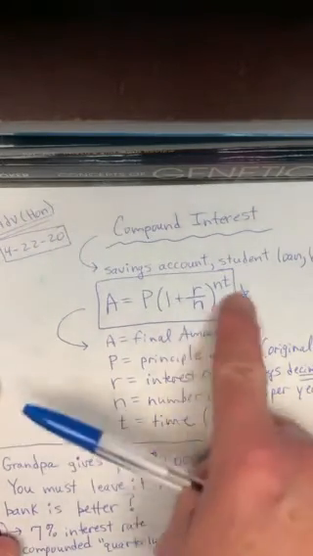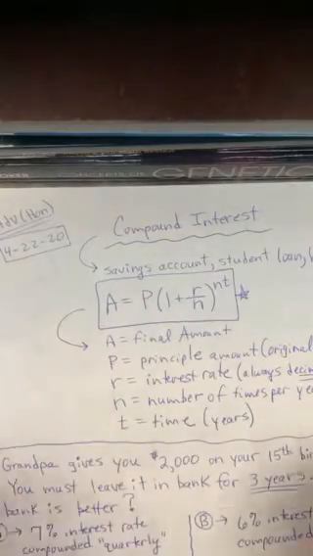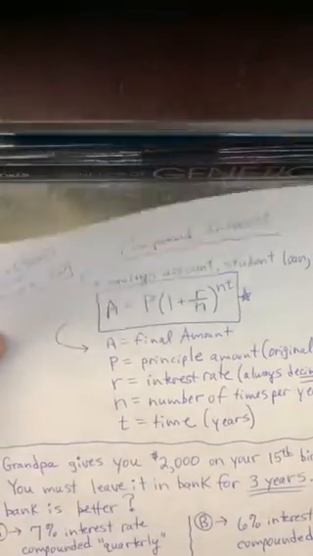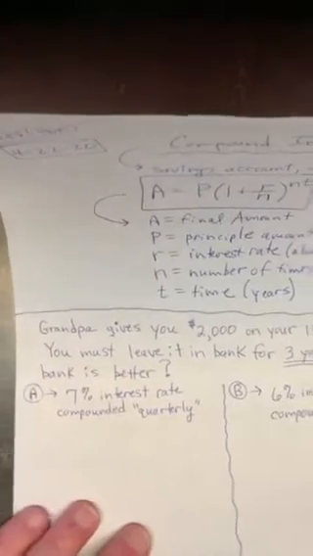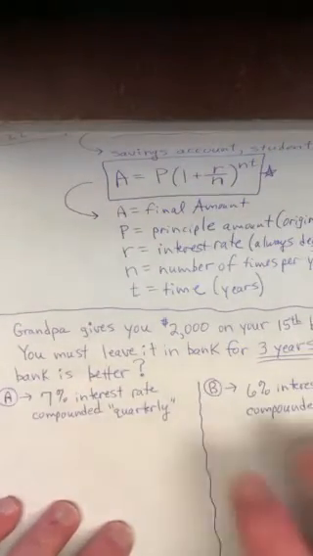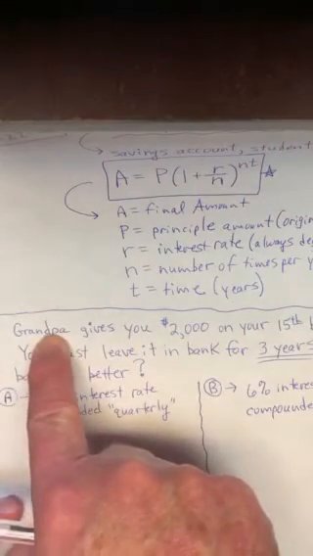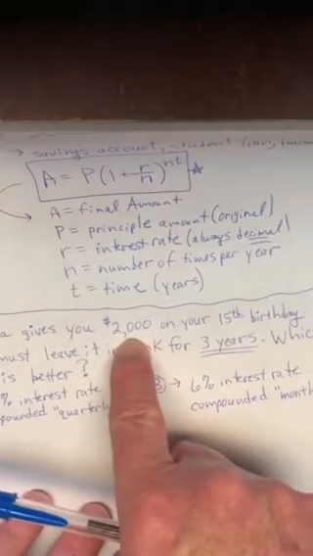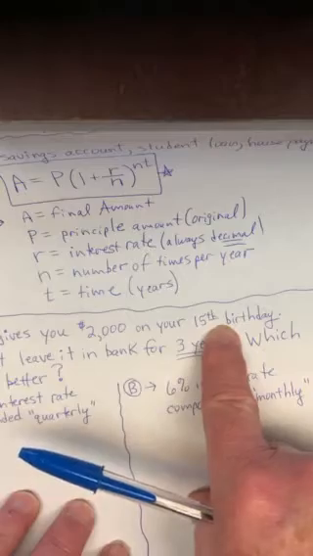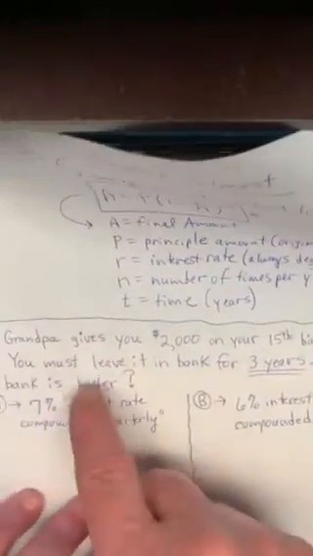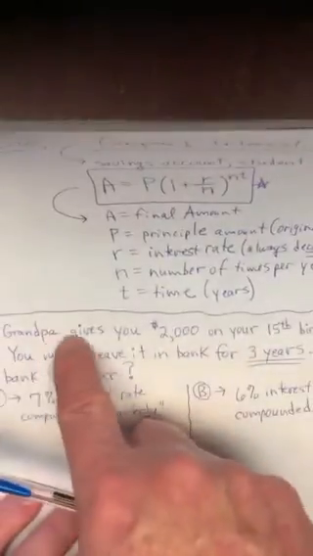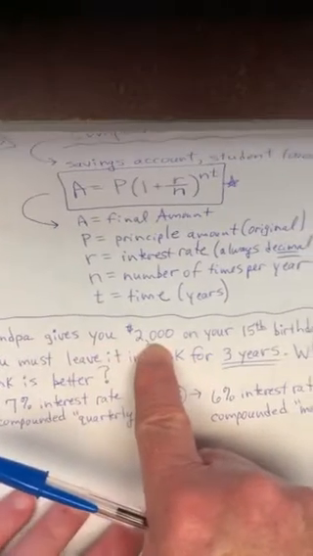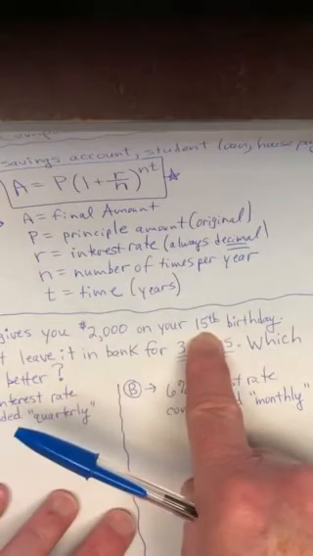Okay? With that formula in mind, I'm just going to pose a simple scenario to you. Everybody go ahead and write this scenario down, or this question. Let's say Grandpa gave you $2,000 as a gift on your 15th birthday. So first note you're going to make: Grandpa gives me $2,000 for my 15th birthday.